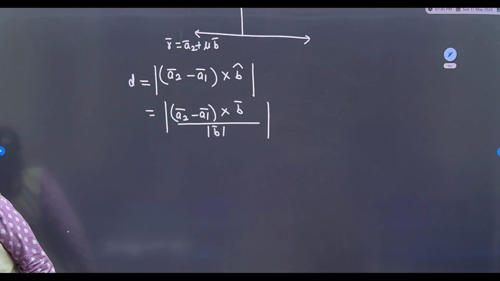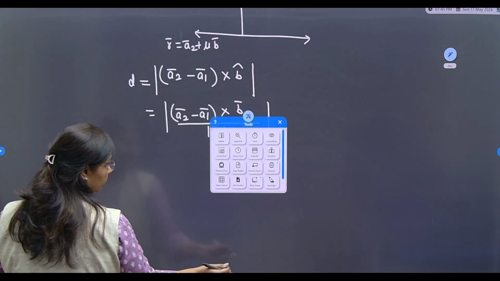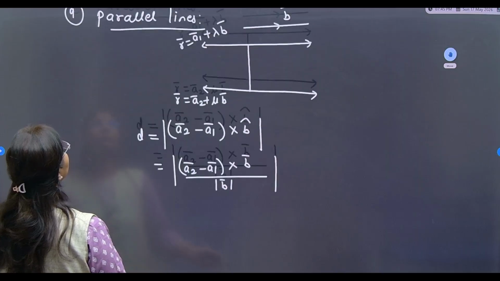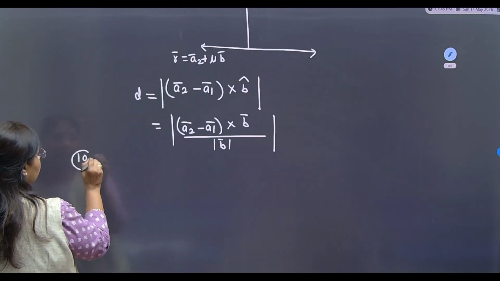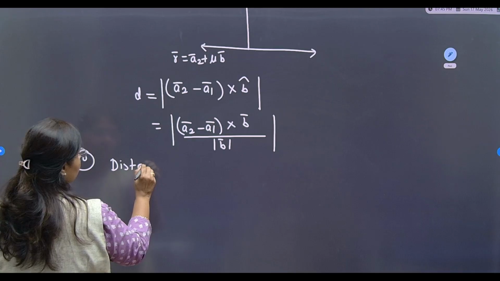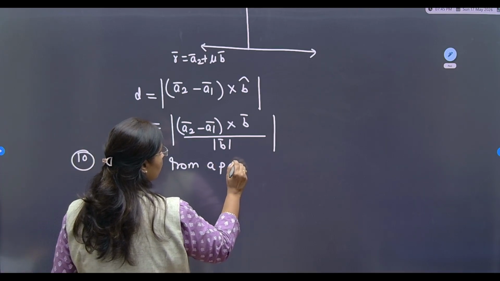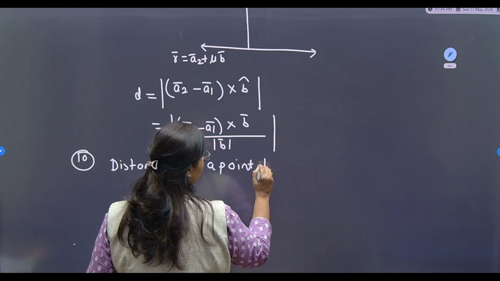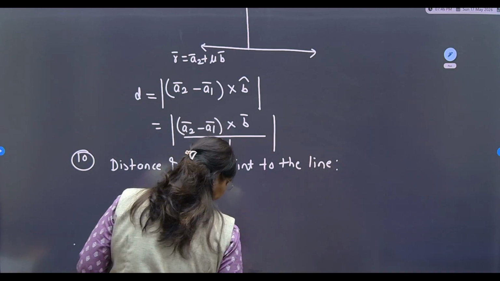One more point: the length of perpendicular, or distance from a point to the line.